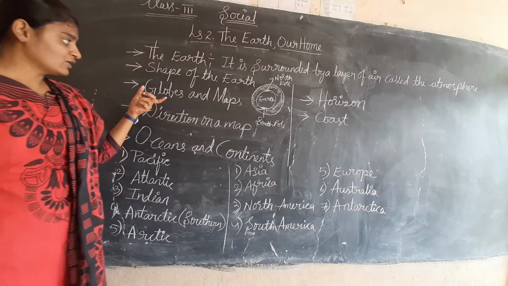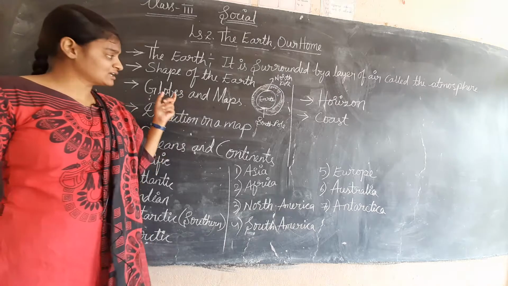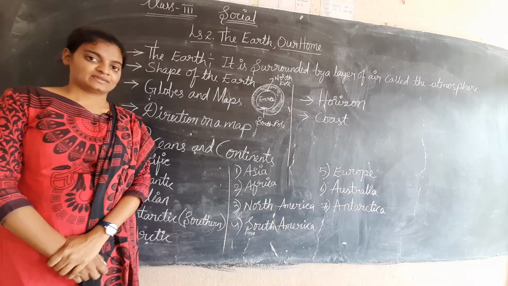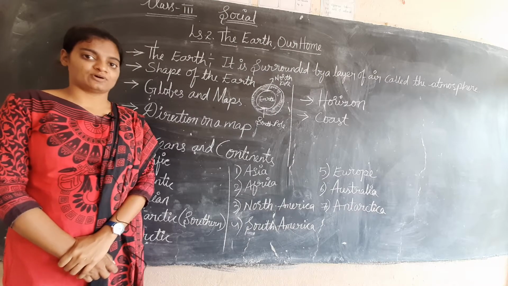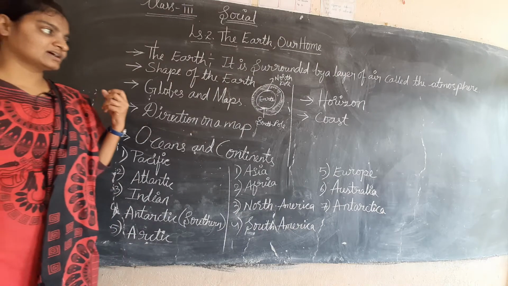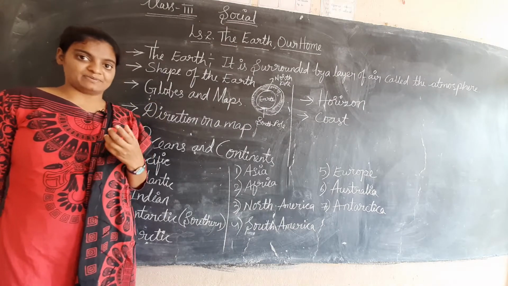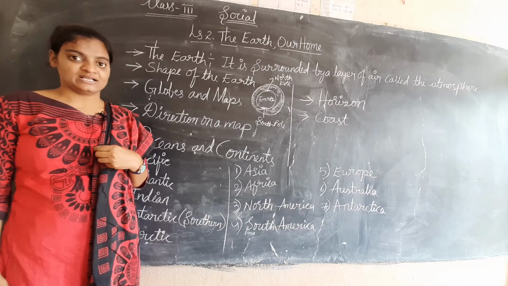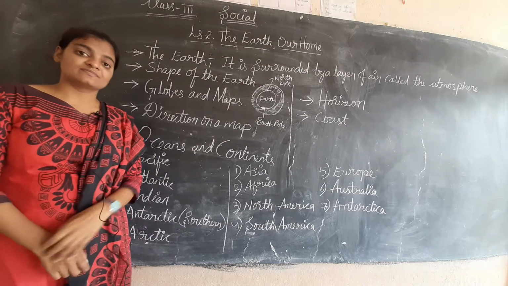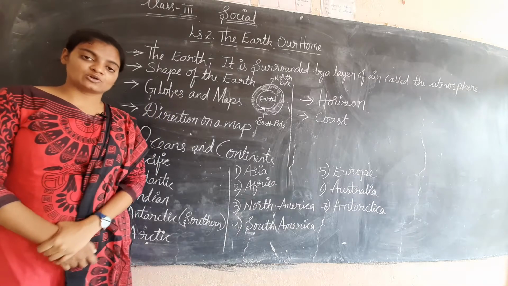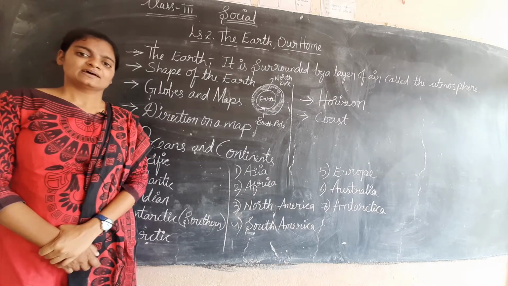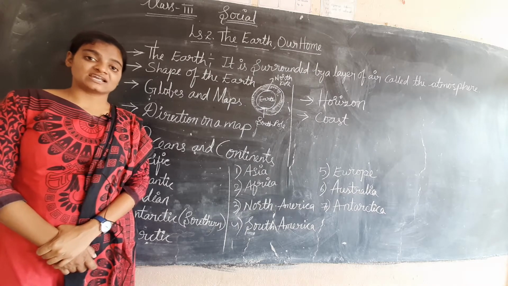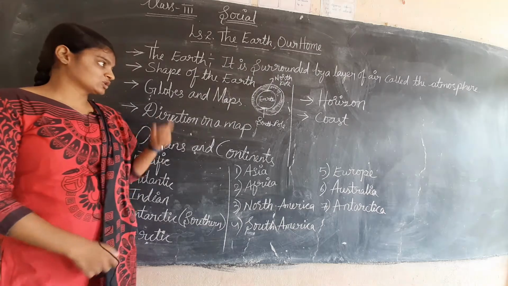Next, globes and maps. What are globes and maps? The earth is a huge body. To know the places on the earth, it is not possible to see them all at a time. That is the reason we use globes. On the globe we can see all the places, continents, oceans, everything. So to study about the earth we use globes.